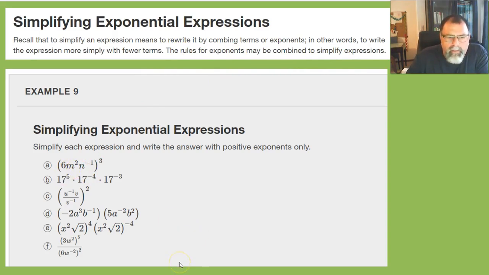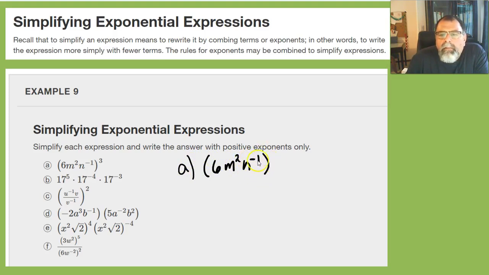All right, let's look at A here. So let's see, we have 6 times m squared times n to the negative 1, that whole quantity raised to the 3rd power. So again, there's a couple ways that you can work this. Like the previous example, I can take care of this negative first, or I can take care of it later. It doesn't matter. So I can do a product. Think of this as a product raised to a power. So I'm going to raise each factor to that power.